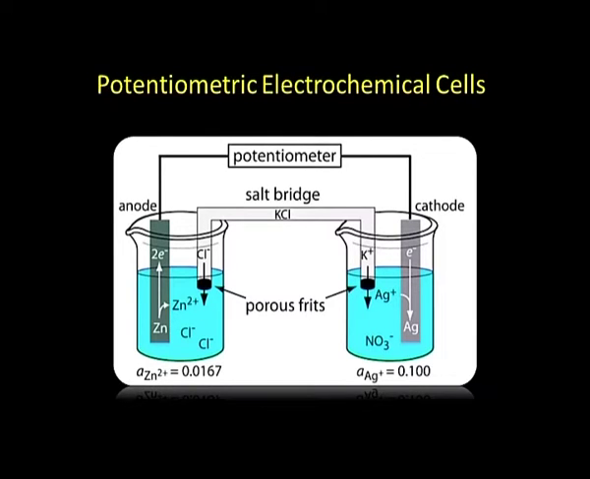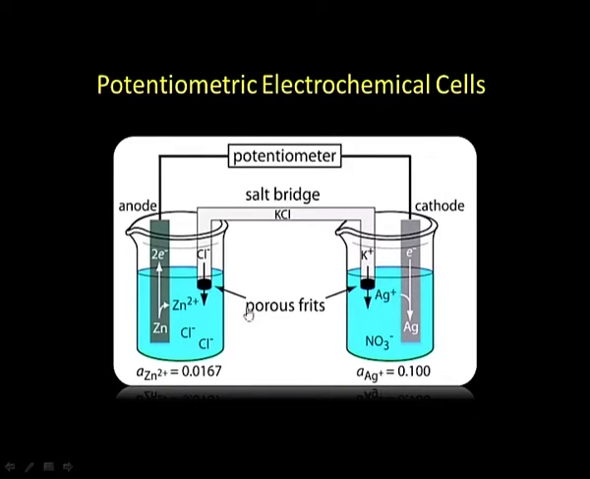In the solution of zinc chloride, a zinc plate is dipped, whereas in the solution of silver nitrate, a silver plate is dipped. Both are connected with a potentiometer, and a salt bridge, which is KCl filled in a glass tube, is connected to provide a connection. At the end of these tubes, we have porous frits.